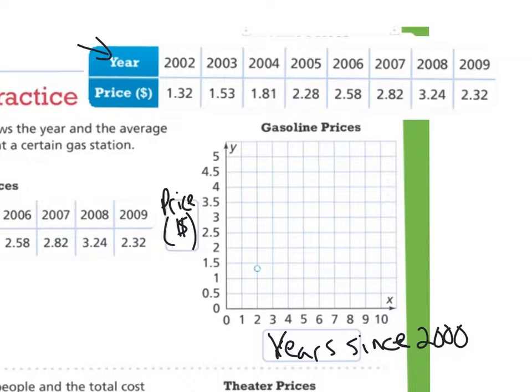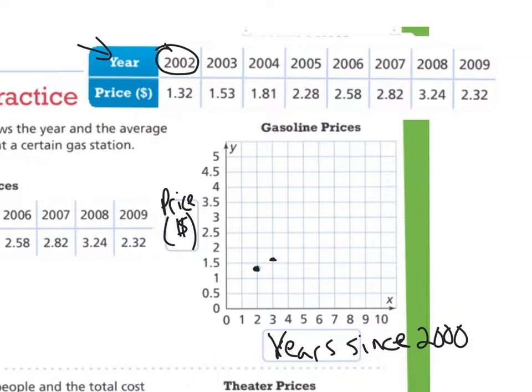So once we've got that part figured out, it's really just a matter of graphing. 2002, how many years after 2000, would be 2, and that's $1.32. That one is actually already marked for you. They've got a little dot there for some reason. 2003, so we'll go to the 3, and that's $1.53, so just above $1.50 there. 1.5 would be the $1.50 mark.